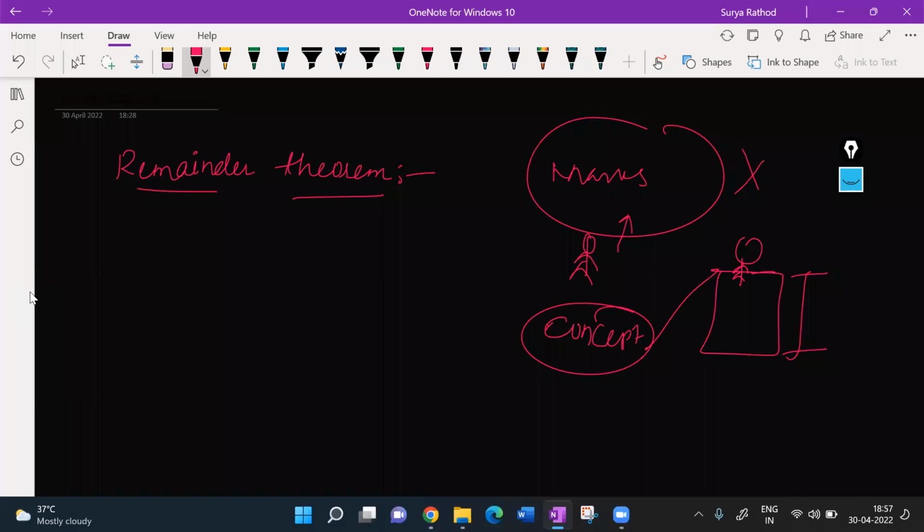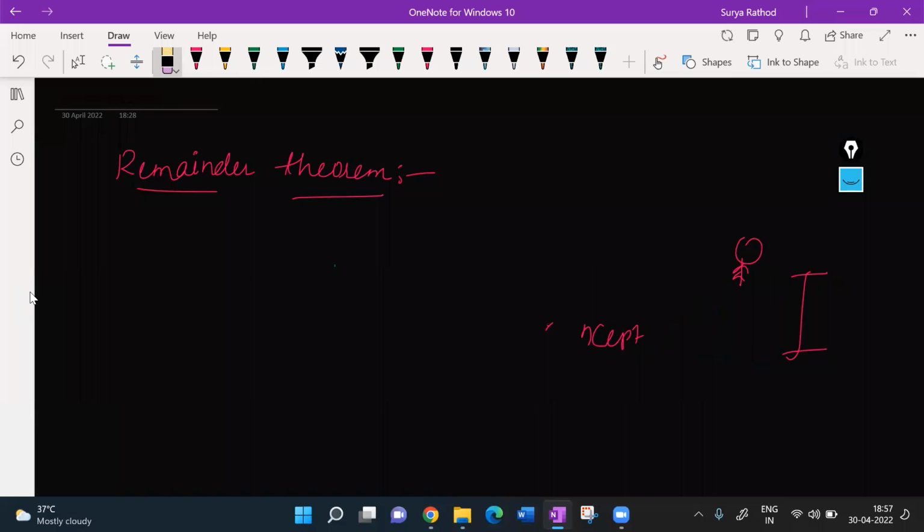Concept. Don't run behind the marks. Even if you get 2 marks out of 60, never mind, but learn from your mistakes. Learning from your mistakes is 1,000 times very important. Understood my point? Everyone understood what I'm trying to say? Now look at this here.